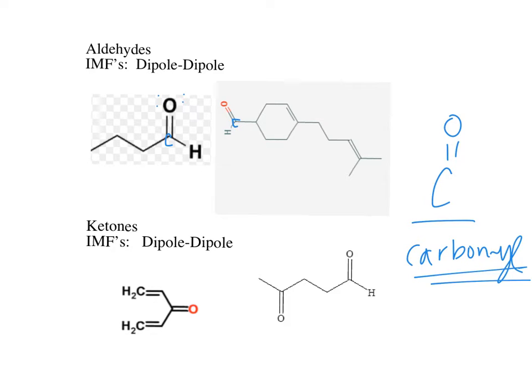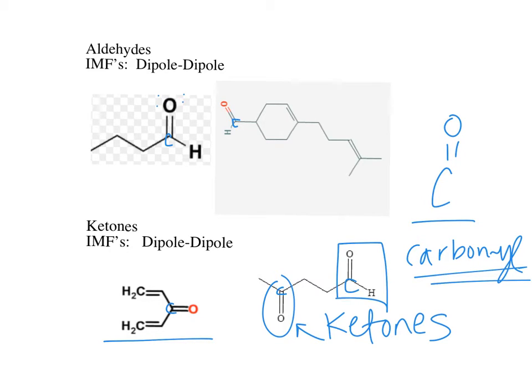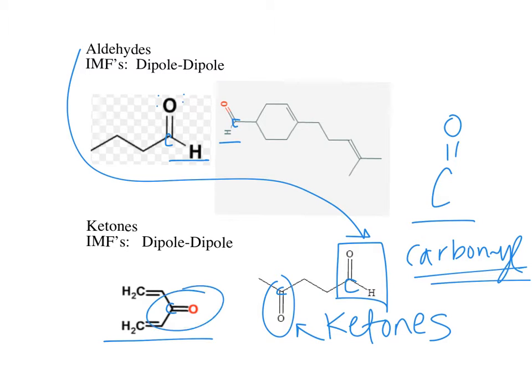So here's an aldehyde that has the C double bond O carbonyl group, and down at the bottom of the slide you can see that we have C double bond O's, but these are called ketones because the C double bond O, if you notice, is not terminal at the end. So here we have a ketone C double bond O, but here this is considered to be an aldehyde C double bond O because that is at the end of the chain, at the end of the molecule. You don't really need to know the difference at this point. You just need to know that the C double bond O makes a polar molecule, and therefore my intermolecular force is dipole-dipole.